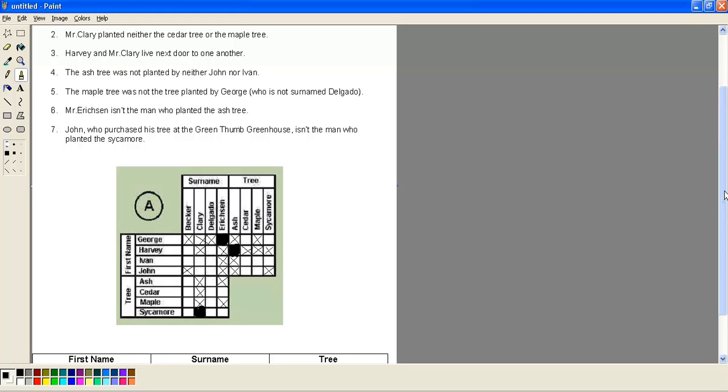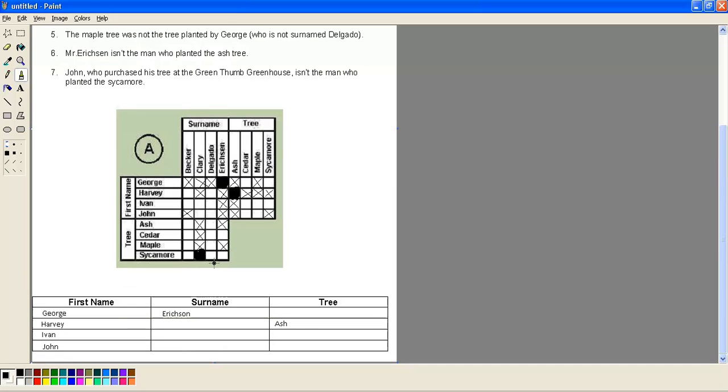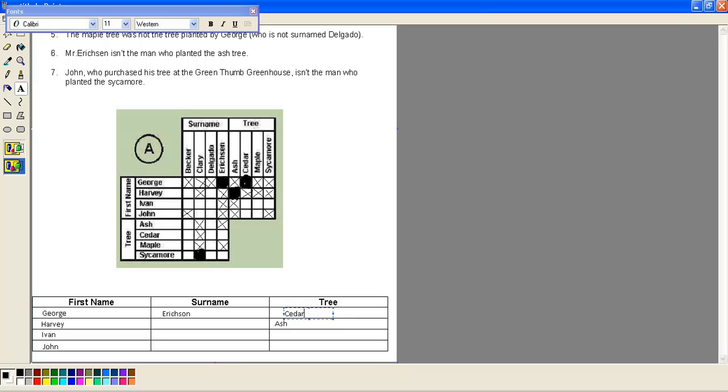Now we can't fill that out in our table below because we don't know the first name that goes with Mr. Clary. But we can see that since Mr. Clary planted the sycamore and Harvey and George are not Mr. Clary, we do know that George could not have planted the sycamore because he can't be Mr. Clary. So that leaves George with having to have planted the cedar tree. So we can fill in that box there. And down here, George filled in the cedar tree.